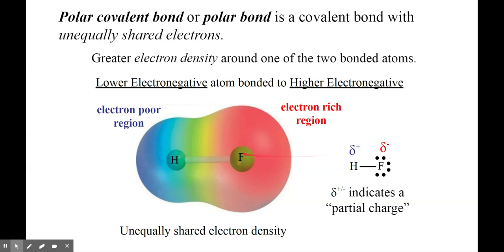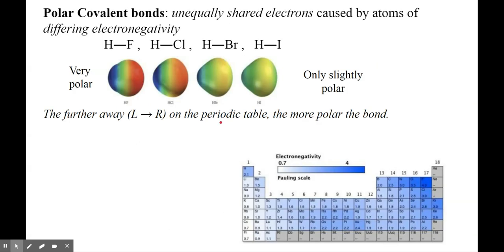Since fluorine is pulling more electrons towards its atom than hydrogen, we have this lowercase delta negative, and that is a partial charge. Hydrogen hasn't lost its electrons, so it's not positive, but we say delta positive because it has a lower electron density. It's electron poor. That's what the blue in this density map is showing. So a polar bond is when you have unequally shared electrons.